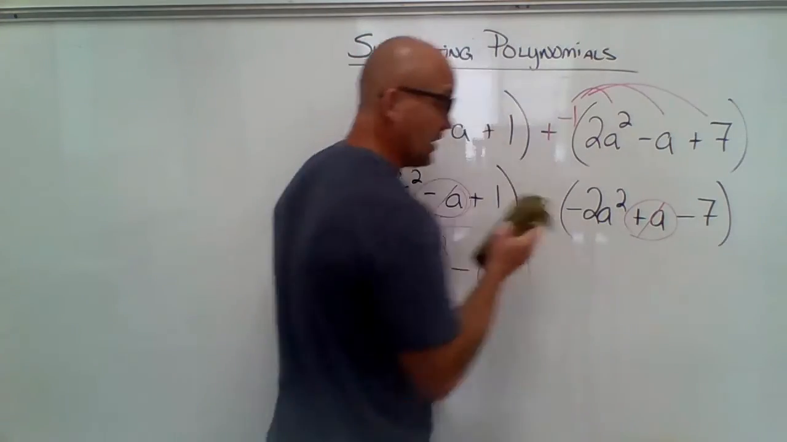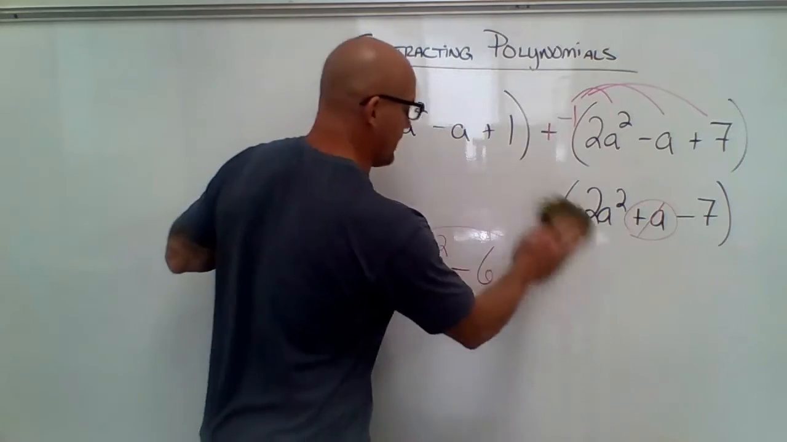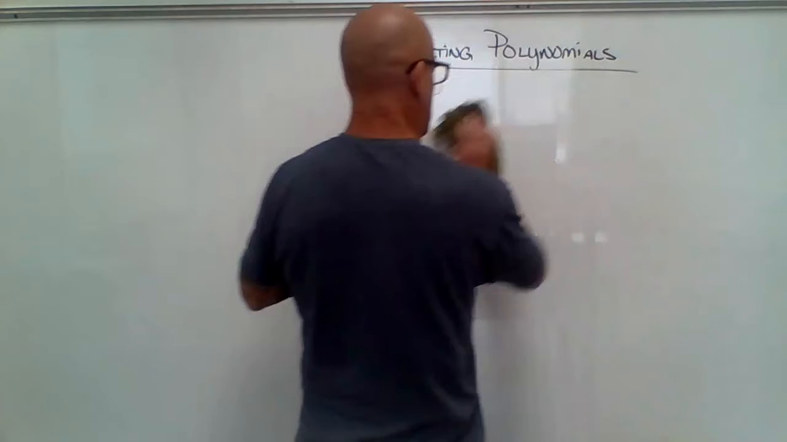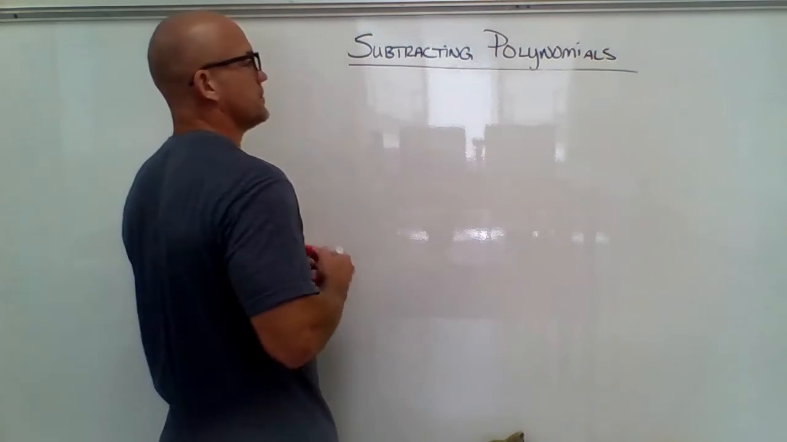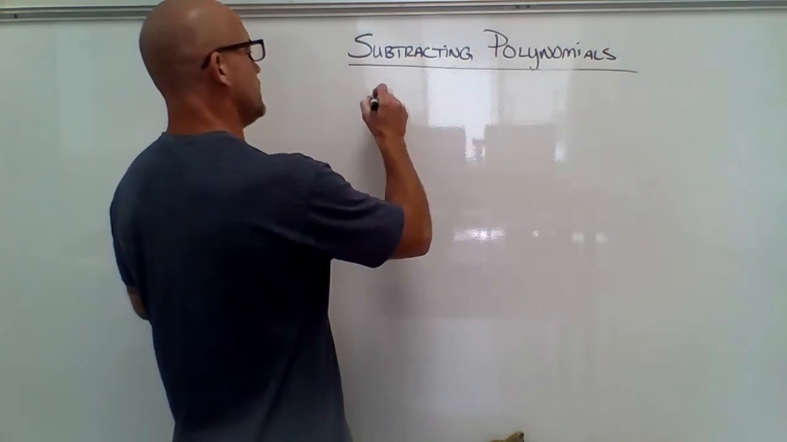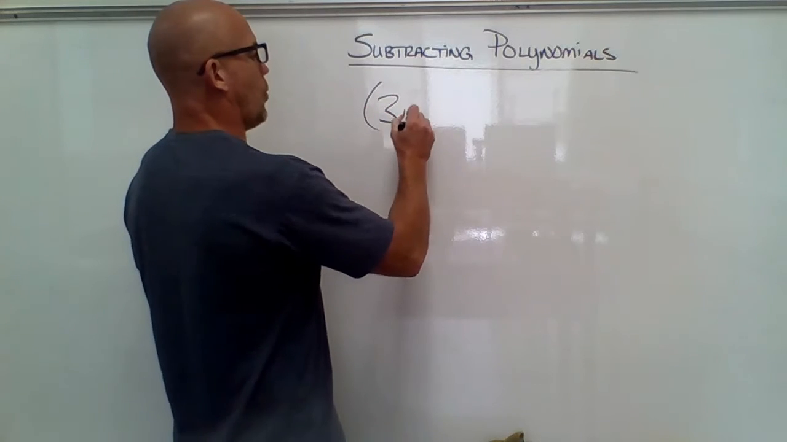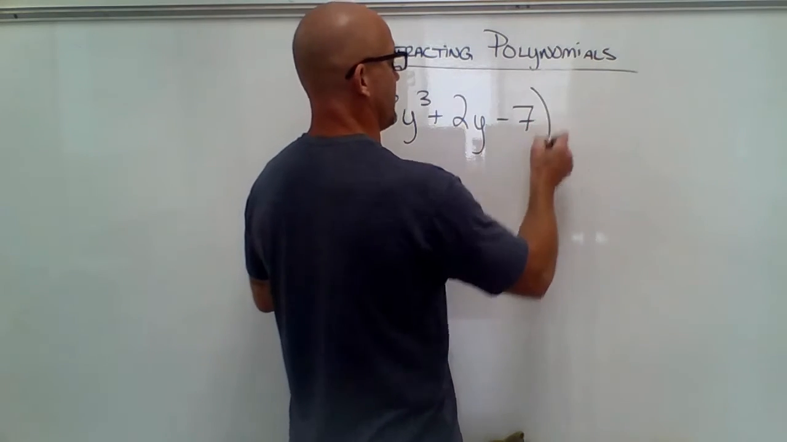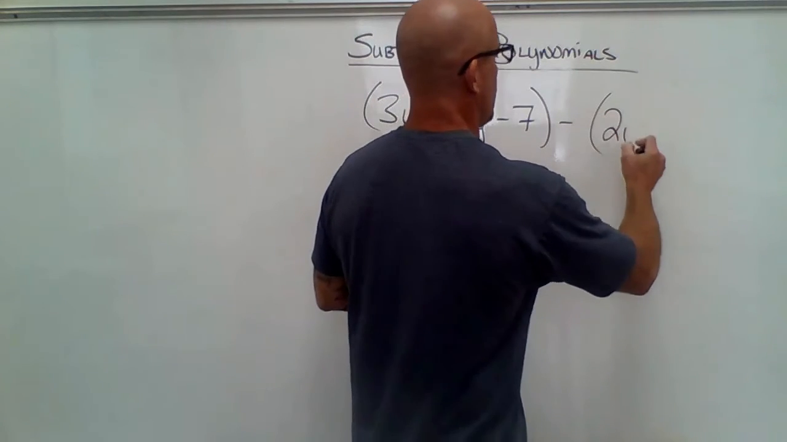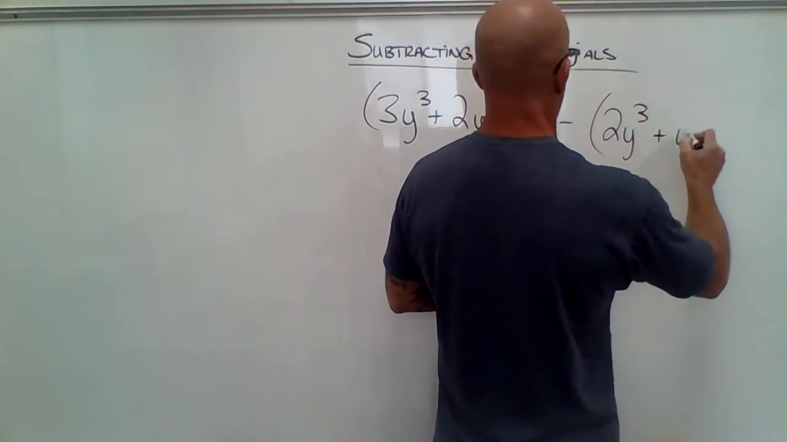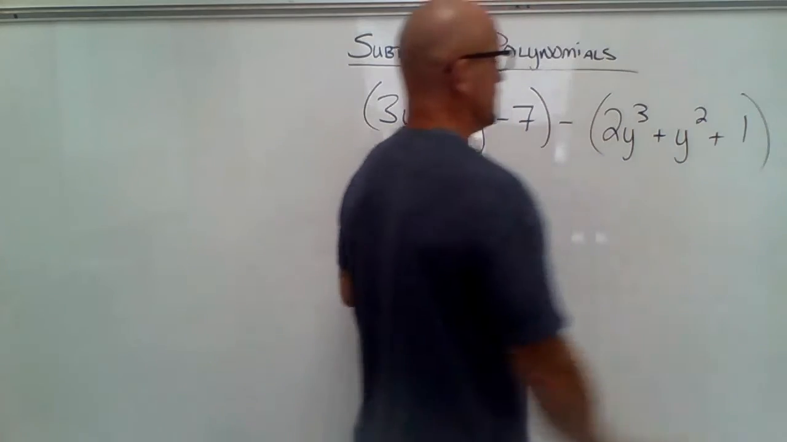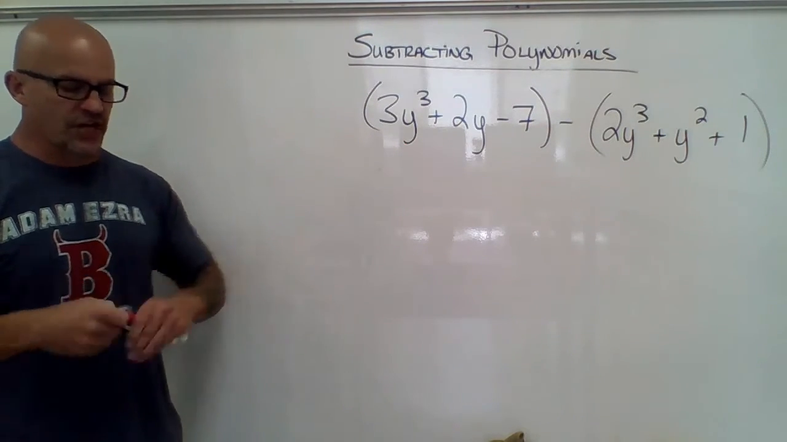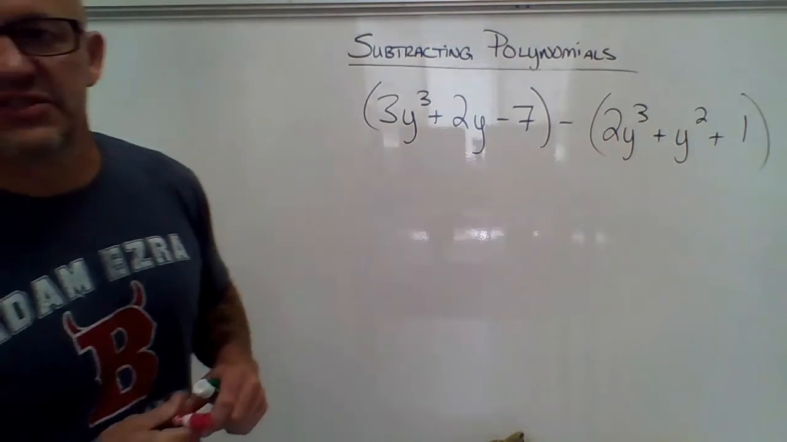One more. If you're feeling good about this when I put this up, go ahead and pause the video and give it a shot. Let's take 3y cubed plus 2y minus 7, and let's subtract from that 2y cubed plus y squared plus 1. If you're feeling confident, pause the video, give it a try. Check your answers when you're done, or simply follow along and let's do it together.